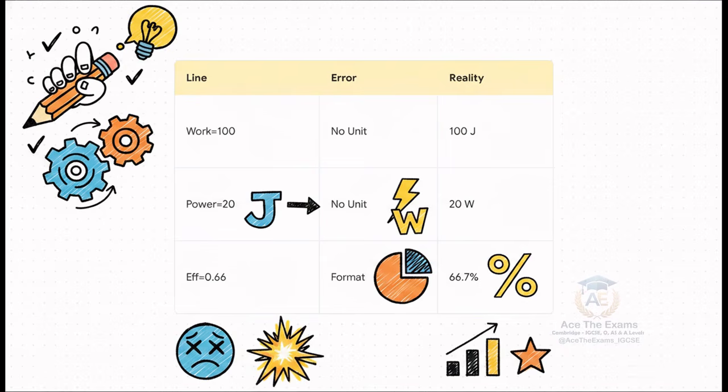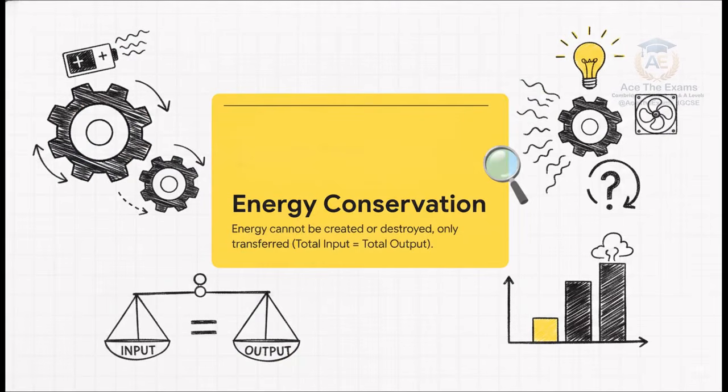Line 3. Efficiency equals 0.66. The error here is the wrong formatting. Efficiency in Cambridge exams almost universally requires a percentage, so this needs to be translated to 66.7%. Leaving out SI units and presenting naked numbers will absolutely obliterate your score, no matter how good your raw calculator skills are. Remember that open loop from earlier, the overarching examiner clue?